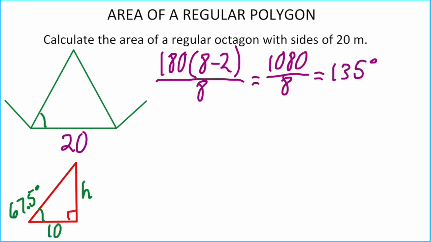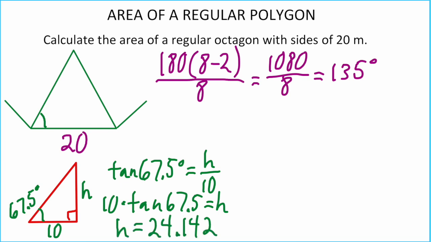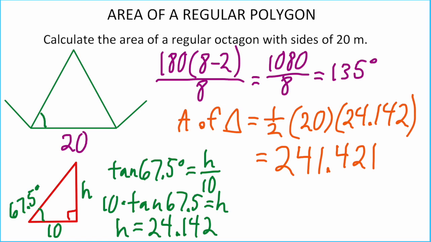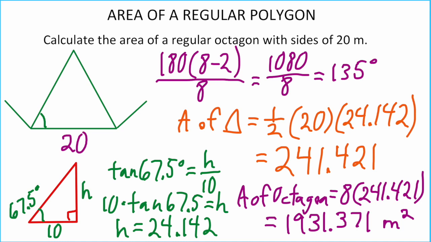We're going to use our right triangle to get our height. We got tangent of 67.5 degrees equals h over 10, and work that out, you get 24.142. That gives us an area of the triangle as 1/2 times 20 times 24.142. Again, I have the entire decimal in my calculator, so I end up with 241.421. And the octagon has 8 sides, so it has 8 triangles. So we multiply that by 8, and our final answer is 1,931.371 square meters.